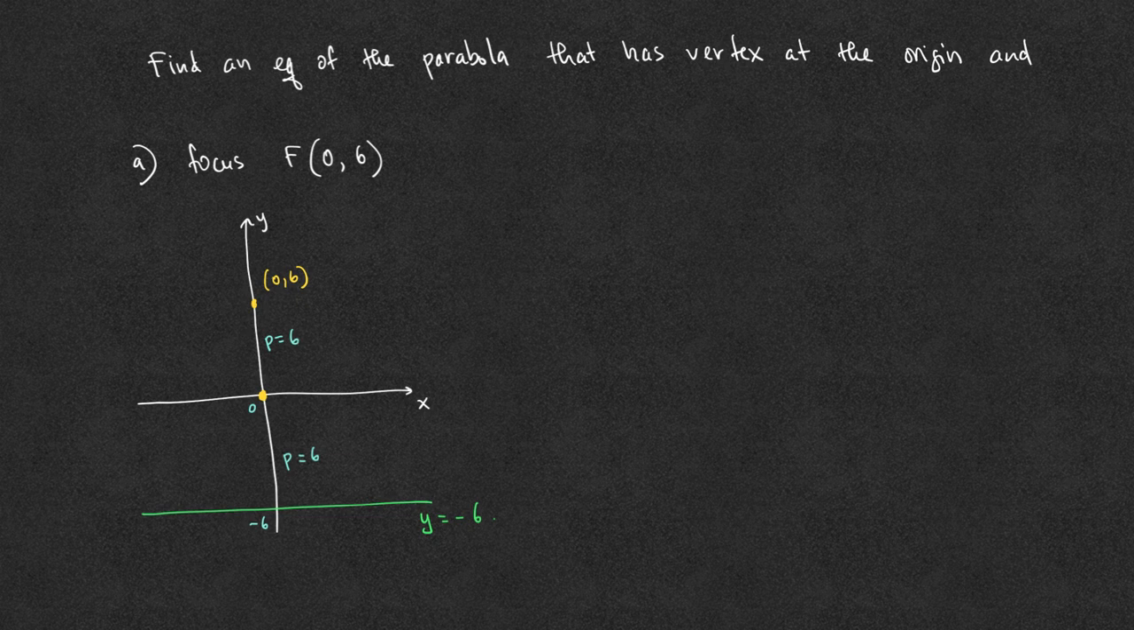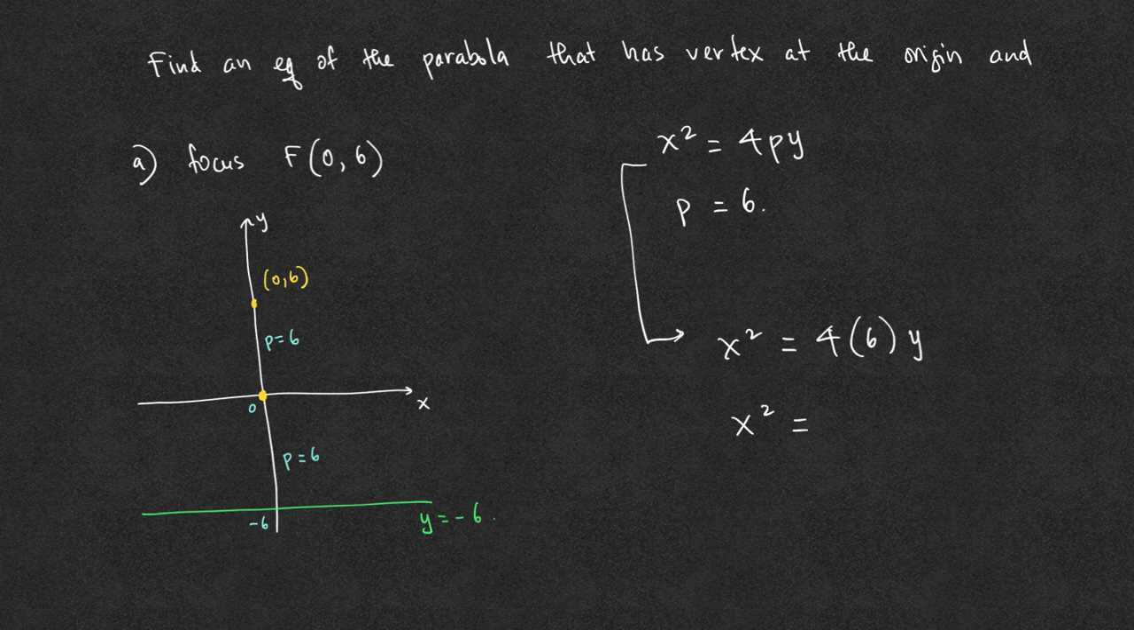Knowing that the equation of the parabola opening upward or downward is x squared equals 4py, and from the given information we know that p equals 6 already, we update the equation and obtain x squared equals 4 times 6y, which is x squared equals 24y.